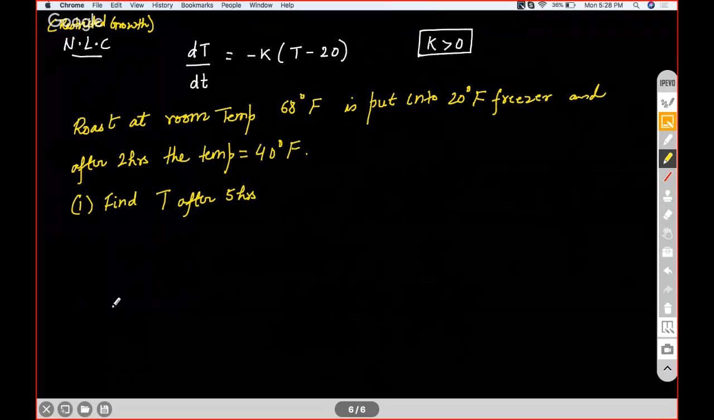Question is clear, Shreya? So the question is there is a roast, right? Which is at room temperature, but it has been put into a freezer. So the freezer is the new environment for the roast. Okay, why did I write 20 here? I should have written temperature of the surroundings. I mean, this is the general Newton's law of cooling. So the rate at which the temperature drops is this.